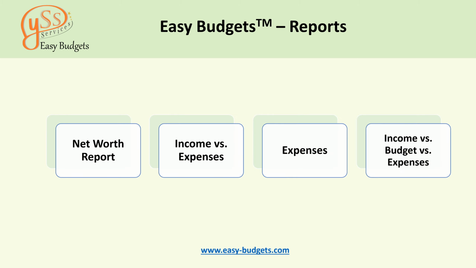So next is reports. Reports is where you can see your financial strength at any point of time. Net worth report will let you know what your assets, liabilities, and net worth are at any point of time. It will give you the information on what your net worth change is compared to the previous month, whether your net worth has grown or come down compared to previous months. And income versus expenses.